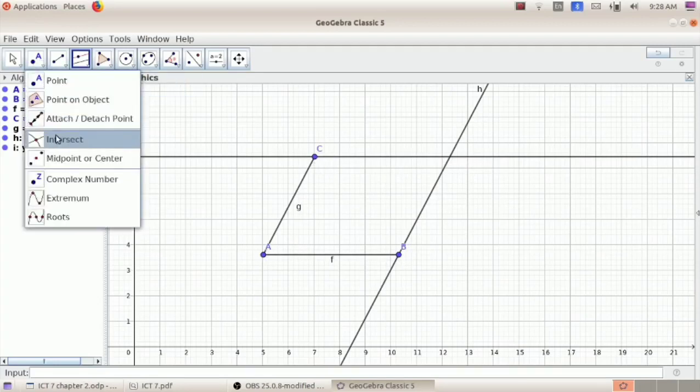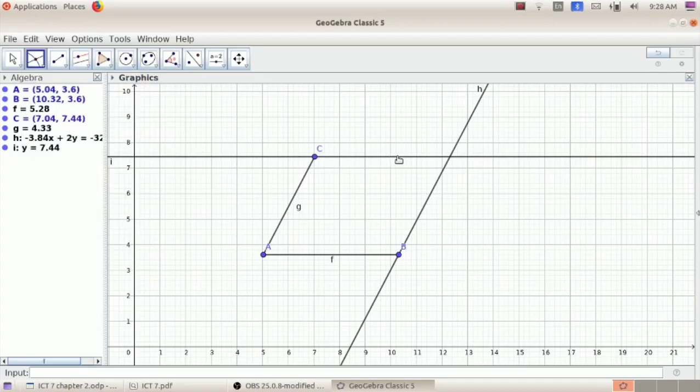For that, select the intersect tool. Click on the first line. Click on the second line. We got the intersection point. Now we have drawn a parallelogram.